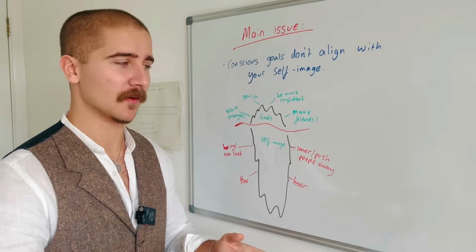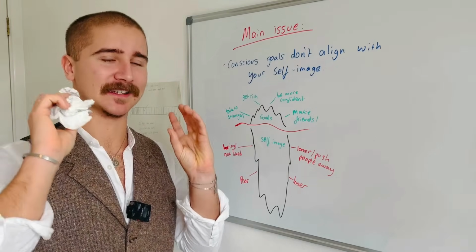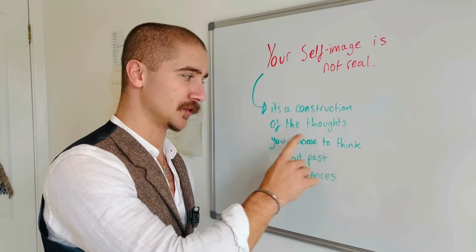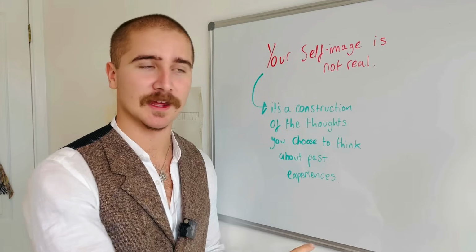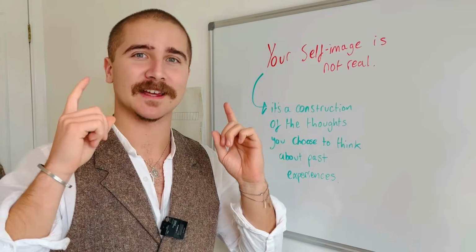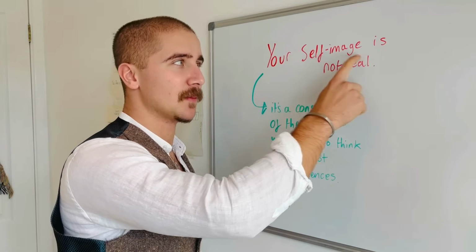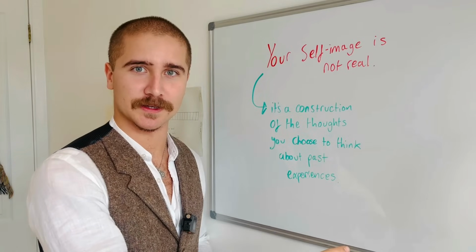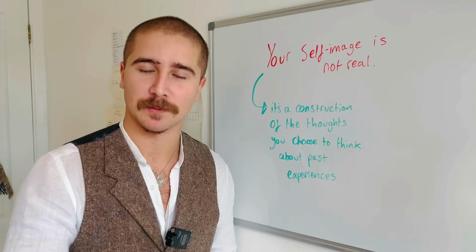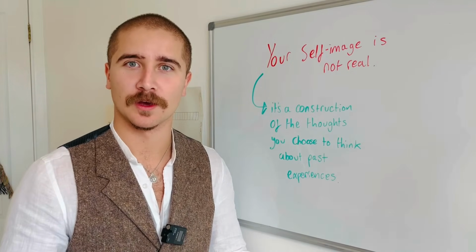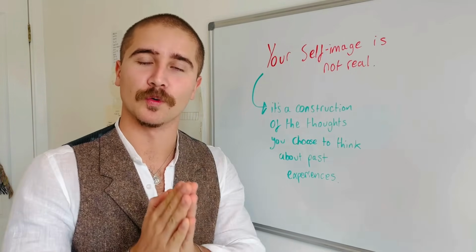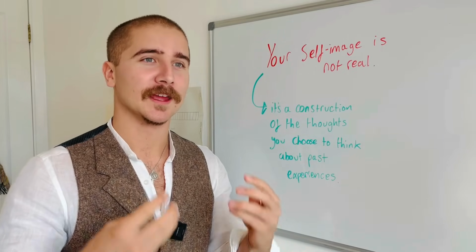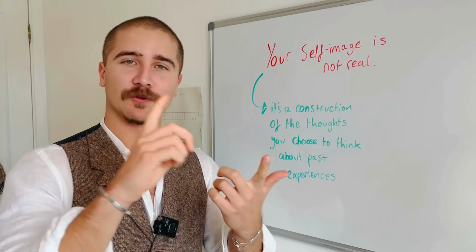But before we elaborate with further examples, there's one thing I want to make as clear as day. Your self-image is not real. It's a construction of the thoughts you choose to think about past experiences. This is going to seem very condescending, but let me say that one more time just so it sinks in. Your self-image is not real. It's a construction of the thoughts you choose to think about past experiences. Additionally, what you choose to believe about yourself has power over you, regardless of whether those beliefs are true or not. So your self-image is nothing more than a byproduct of you hypnotizing yourself with your words and your imaginations.